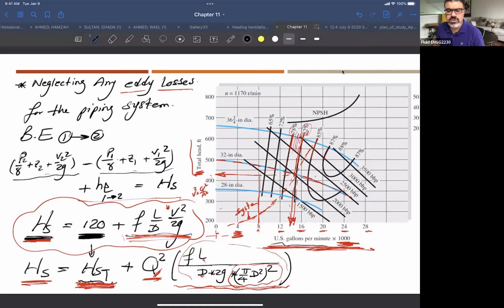Those centrifugal pumps are mainly used for their capacity of fluid flow, right? So that's why you will see that most of the pumping stations for oil transportation are actually centrifugal type pumps.